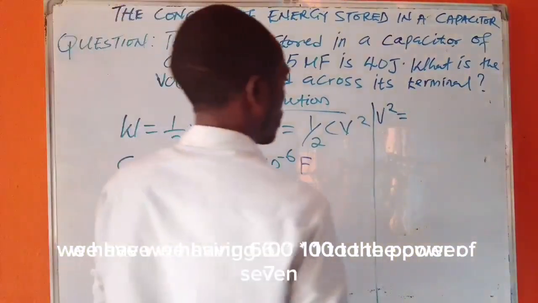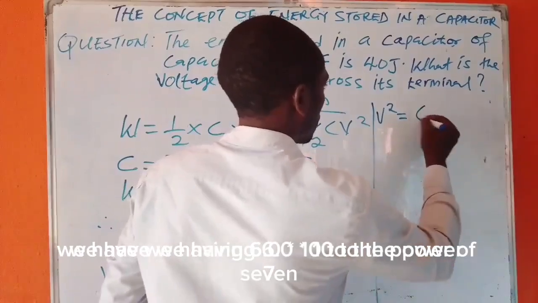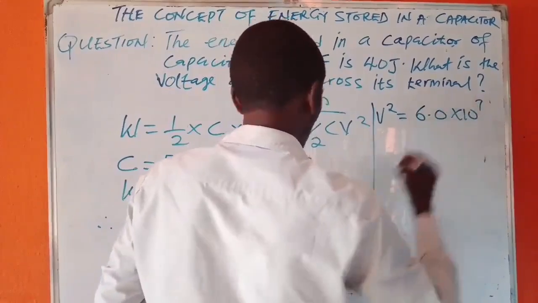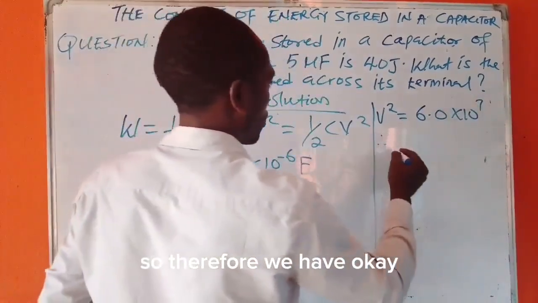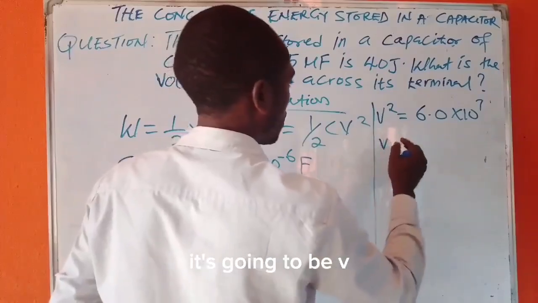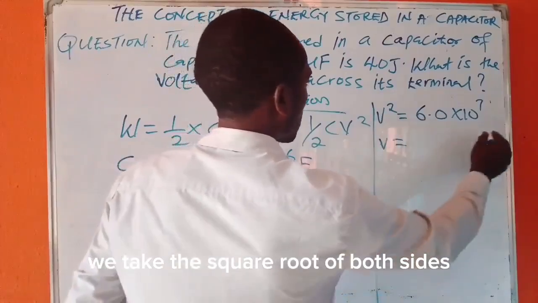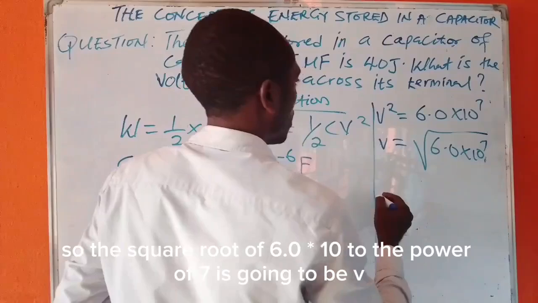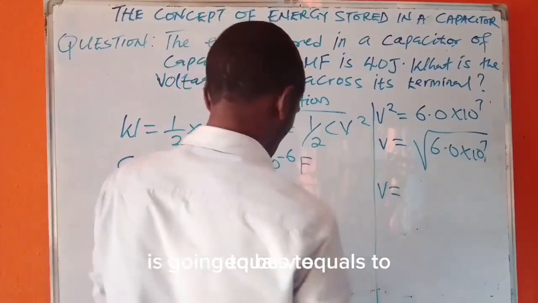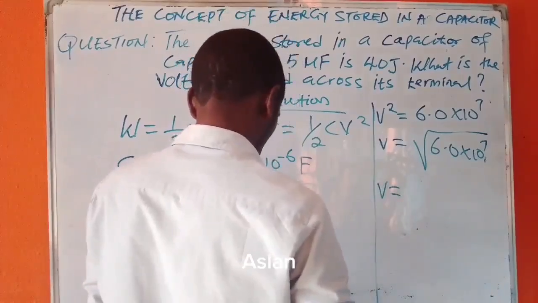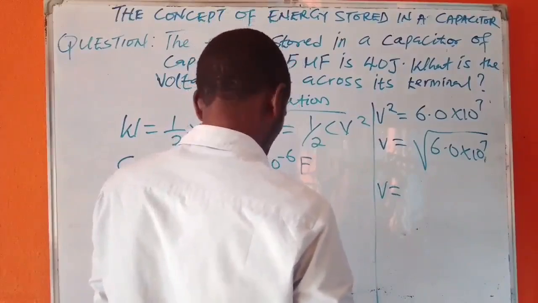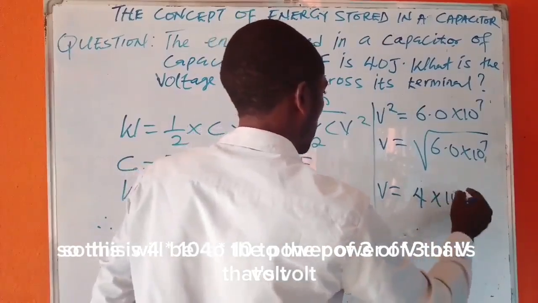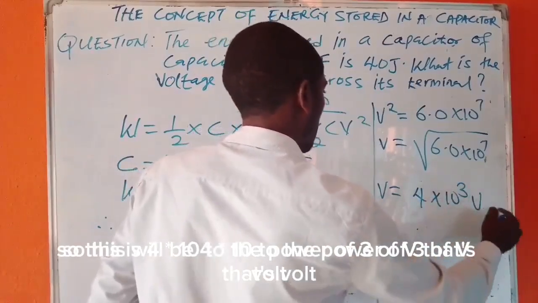Okay, we're having 6.0 times 10 raised to the power of 7. So therefore, we take the square root of both sides. So the square root of 6.0 times 10 raised to the power of 7 is going to be, V will be equal to our square root. So this will be 4 times 10 to the power of 3 V, that's volt.